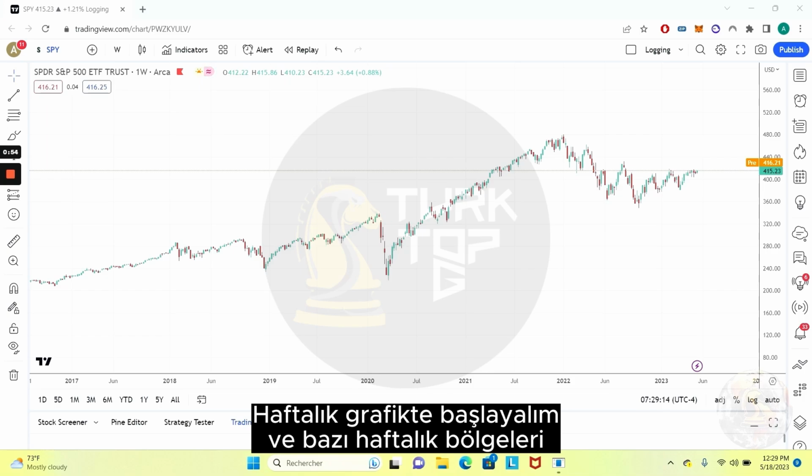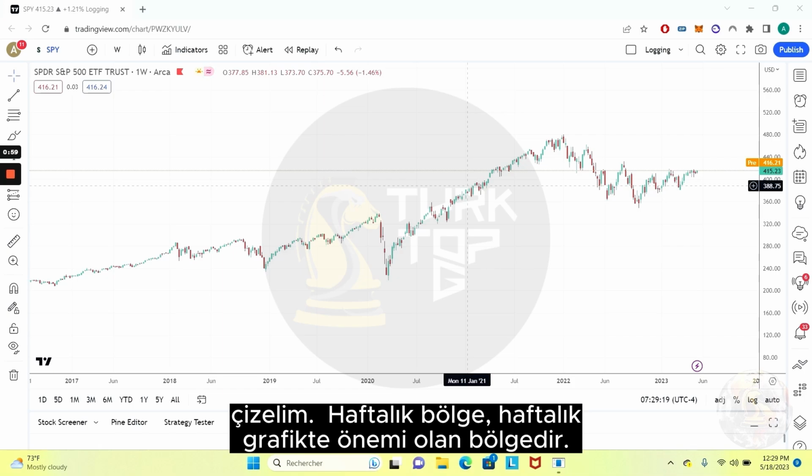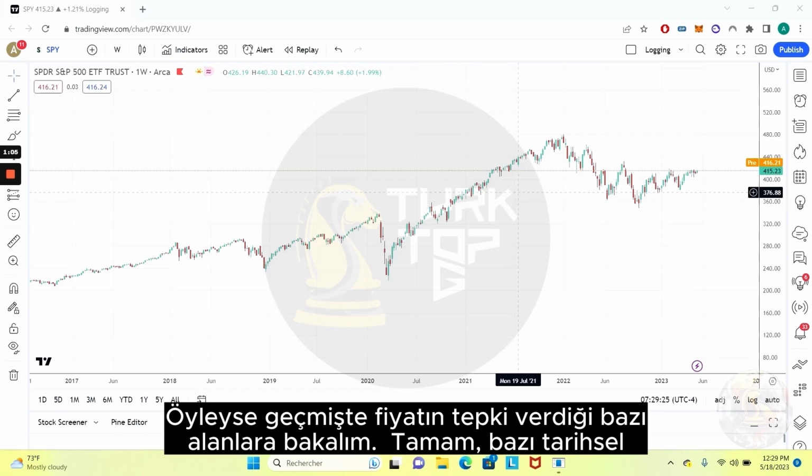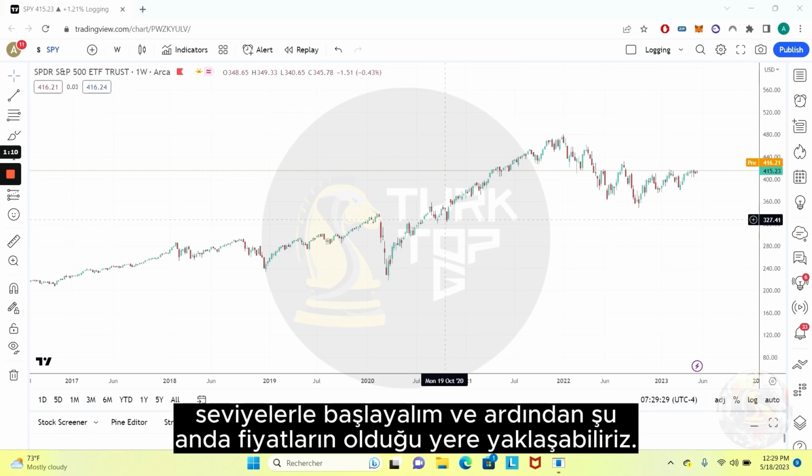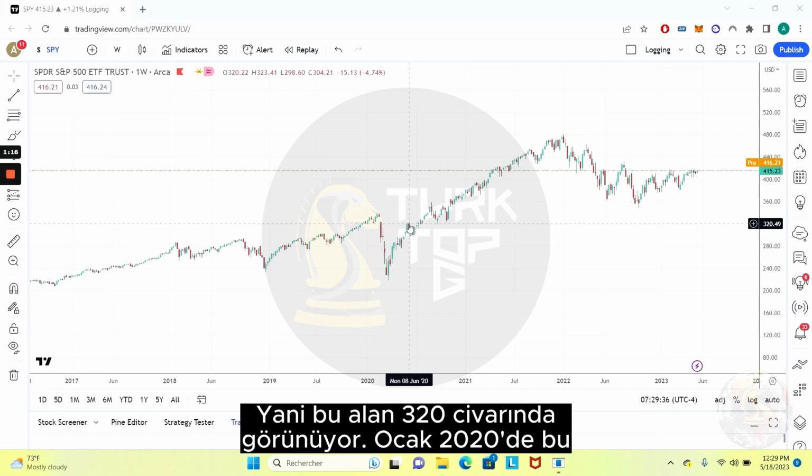So let's start on the weekly chart and we'll draw out some weekly zones. A weekly zone is a price level that has importance on a weekly chart. So let's look at some areas where price has reacted in the past. Okay. Let's start with some historical levels and then we can come closer to where price is right now.